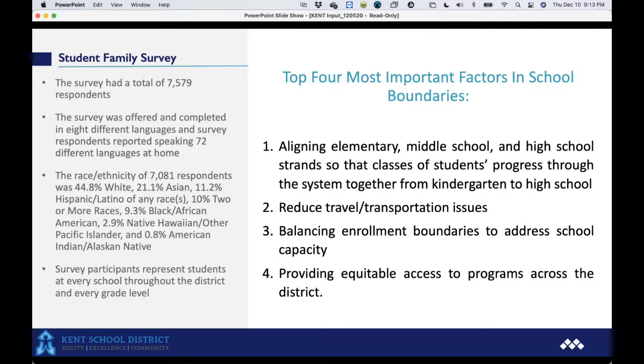And the top 4 most important factors in school boundaries reported by the respondents in order were: number 1, aligning elementary, middle school, and high school strands so that classes of students progress through the system together from kindergarten to high school. Number 2, reduce travel transportation issues. 3, balancing enrollment boundaries to address school capacity. And number 4, providing equitable access to programs across the district.